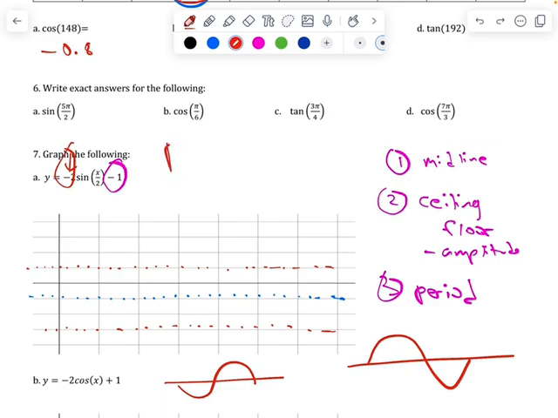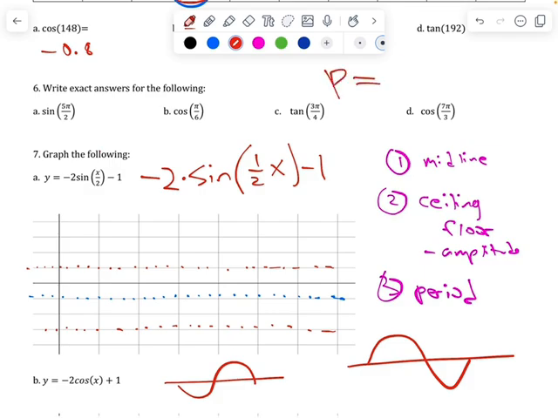Now, the period is equal to 2 pi over b, and the b is this number right in there. So this is 1/2. Let me clear this off so you can see this. I could write this like this, and maybe you can see the 1/2 better this way, 1/2 x. Now you can see that the b is 1/2. So period is equal to 2 pi over b, which is 2 pi over 1/2. That's going to be 4 pi.